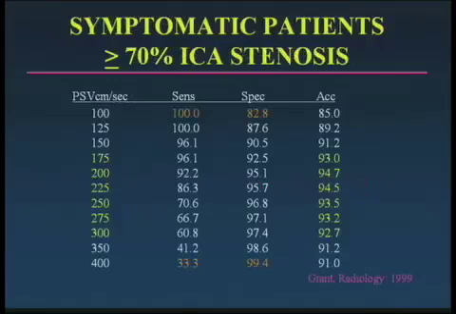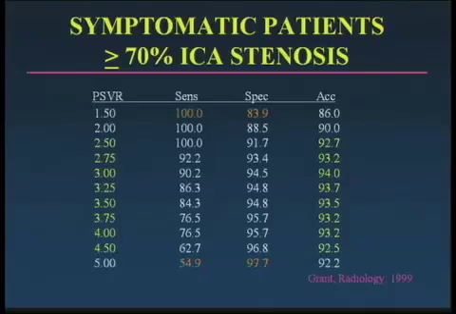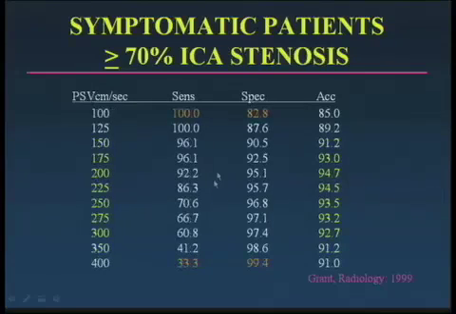Ed Grant from California did a meta-analysis looking at multiple studies, and he found the same phenomenon for peak systolic velocity, which I'm showing here, as he did for peak systolic velocity ratio, which is namely that the accuracy stays fairly constant for a wide range of peak systolic velocities. So you can see that a peak systolic velocity of 175 centimeters per second is really as accurate as a peak systolic velocity of 300 centimeters per second for identifying a greater than 70% stenosis.